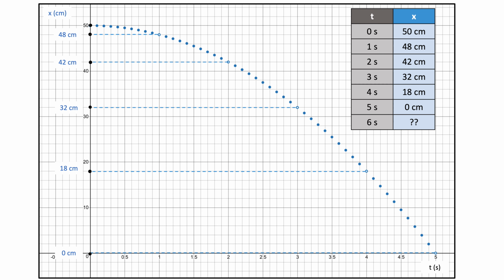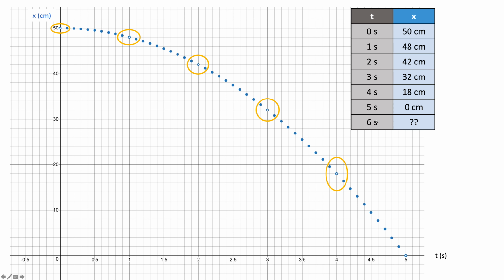So a kind of thing that we would have already known how to do coming into today was how to read where a particle is, its position at different times. And so what I've done here is just subtract, okay, started off at 50, 1 second later it hadn't moved very far, it was at 48, another second later it was at 42, and then 32, and then 18, and then finally got back to the origin. And we could put all of that data into a table.